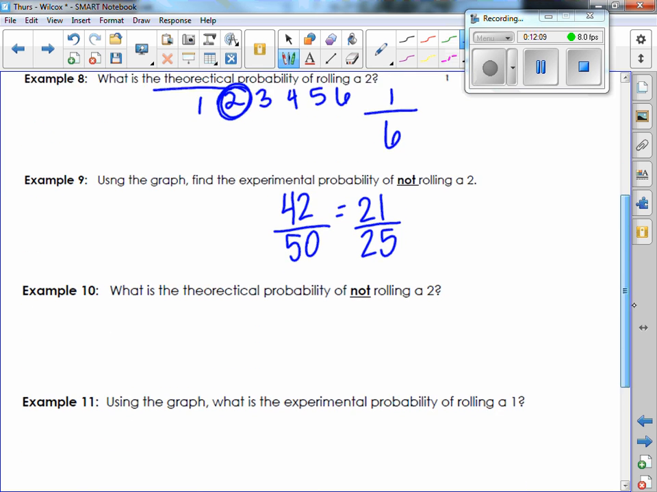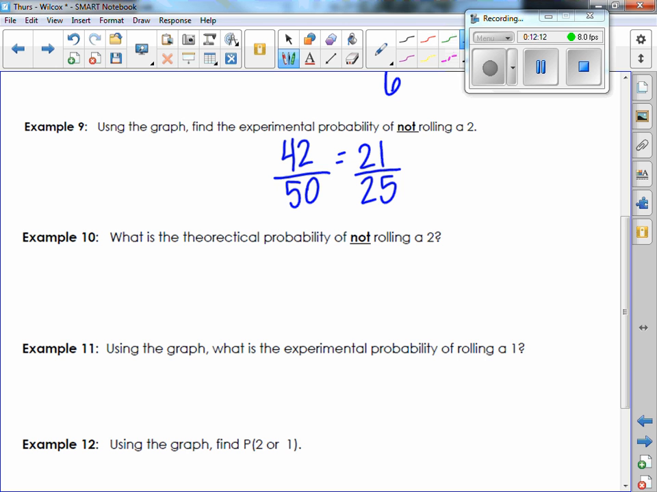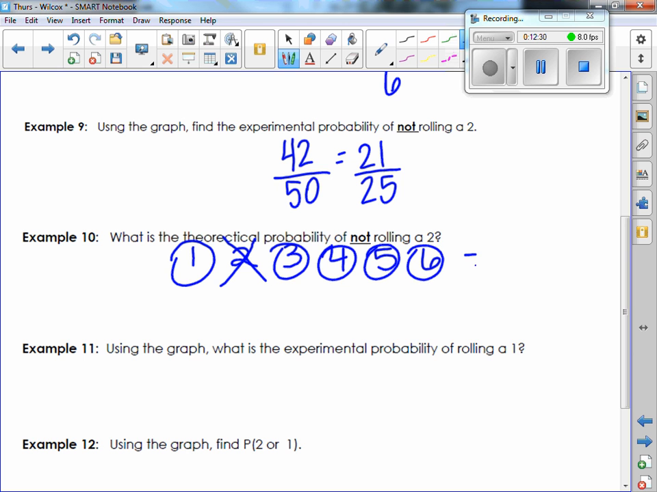Example 10. What is the theoretical probability of not rolling a 2? So let's look at our options. Theoretically, what should happen? I have a dice with the numbers 1, 2, 3, 4, 5, and 6. I want the probability of not rolling a 2. So I could roll a 1, a 3, a 4, a 5, or a 6. So that leaves me with 5 numbers I can land on except for a 2 out of the 6 numbers total. Again, you can see that this theoretical and this experimental probability are not the same.